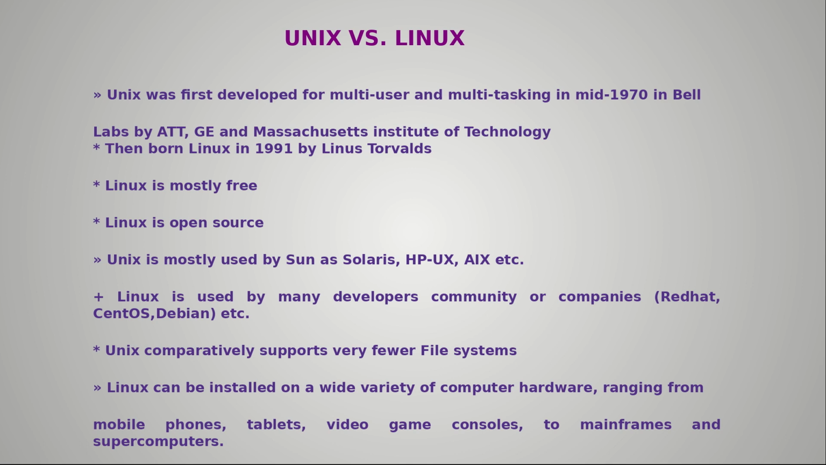supported in Linux flavors. Linux can be installed on a variety of computer hardware, ranging from mobile phones, tablets, and video game consoles to mainframes and supercomputers. Unix is like Mac OS: you cannot install Mac operating system on a Dell machine. You have to install Mac operating system on Mac hardware, and it is just like that. Unix is only installed on certain hardware, whereas Linux you can install on pretty much any hardware out there running an AMD or Intel processor.